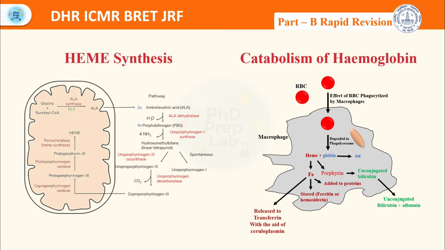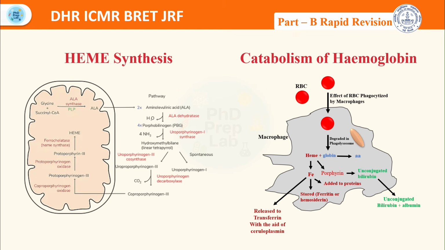Now, this conjugated bilirubin is excreted into bile and enters the intestine, where the intestinal bacteria convert it into urobilinogen, and this urobilinogen is converted into stercobilin, which gives the feces their brown color, and it is excreted out of our body. It is also excreted with the help of the kidneys, and it gives the urine its yellow color.